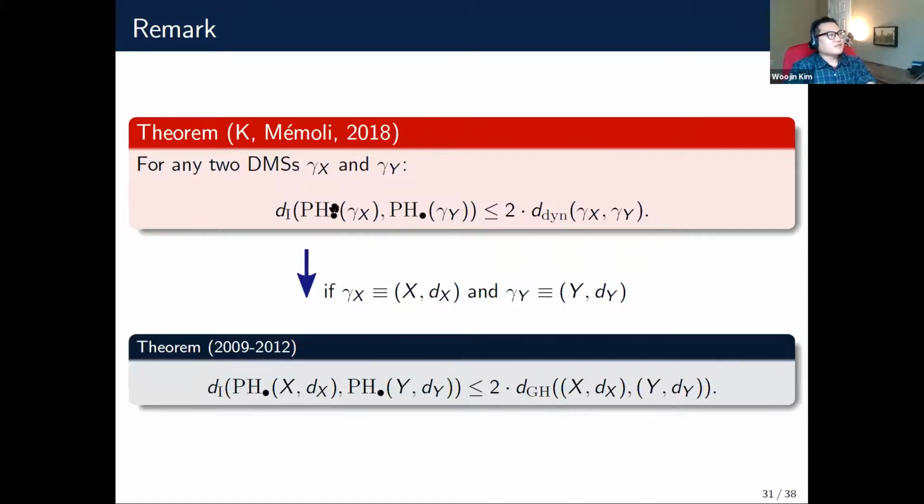Okay, so far I have explained this stability theorem, all the elements in this stability theorem, except the interleaving distance between multiparameter homology, but that's not central in my talk. One thing to remark is that whenever we restrict ourselves to constant dynamic metric spaces, this entire inequality reduces to the inequality in the standard stability theorem.